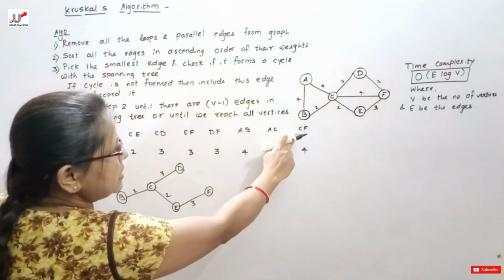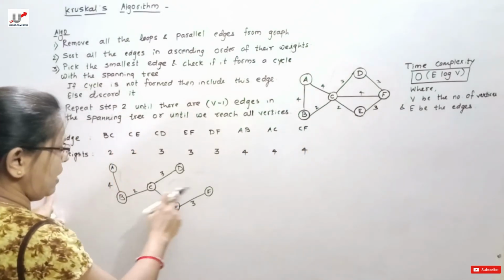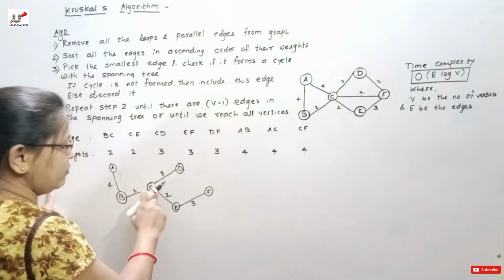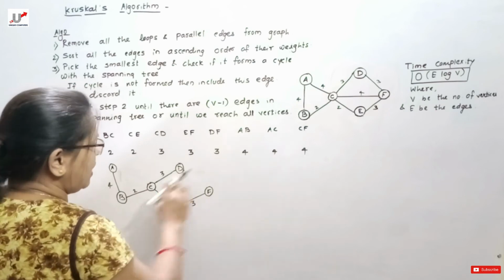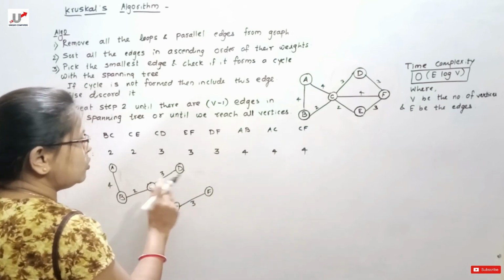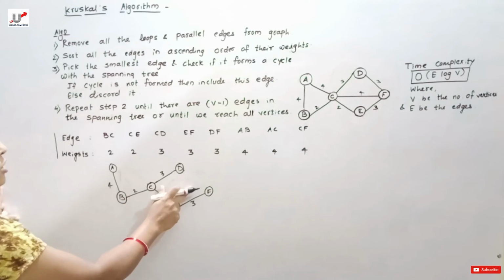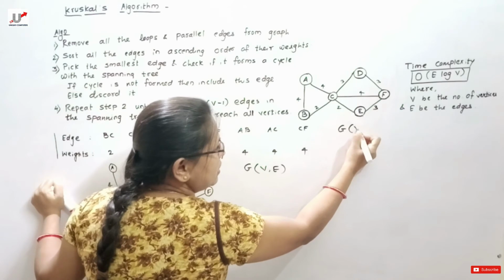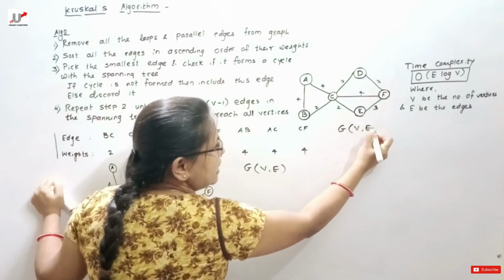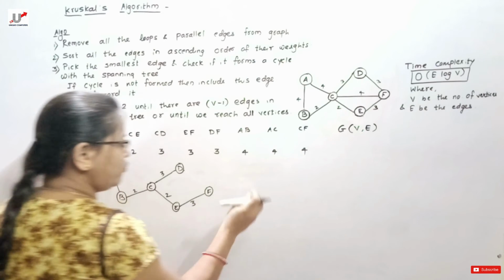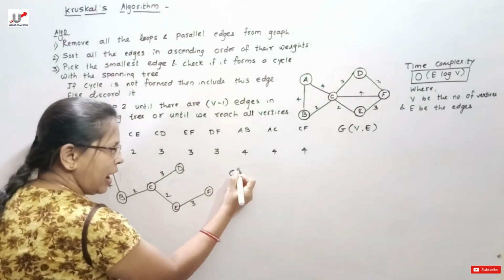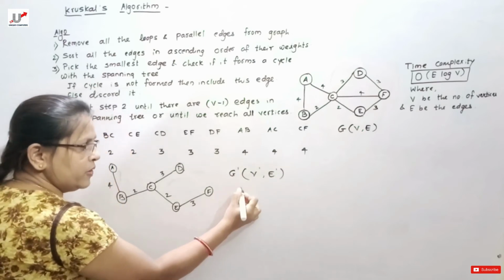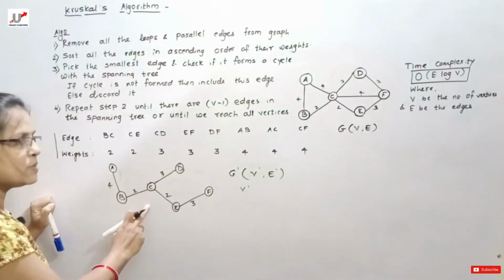Then CF. Again, if we connect C with F with weight 4, then it again forms a cycle, so we have to remove that edge. This is the final tree. This is the original graph, having V number of vertices and E number of edges. Then we have to form a graph G dash having V dash and E dash, where G dash indicates the spanning tree.